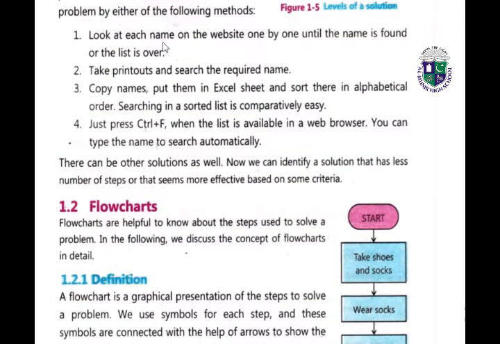Number one, look at each name on the website one by one until the name is found. Take printouts and search the required name. Copy names, put them in an Excel sheet and sort. There is an alphabetic order, and just press Ctrl F when the list is available in a web browser. So there are other solutions as well. Now we can identify a solution that has fewer steps.